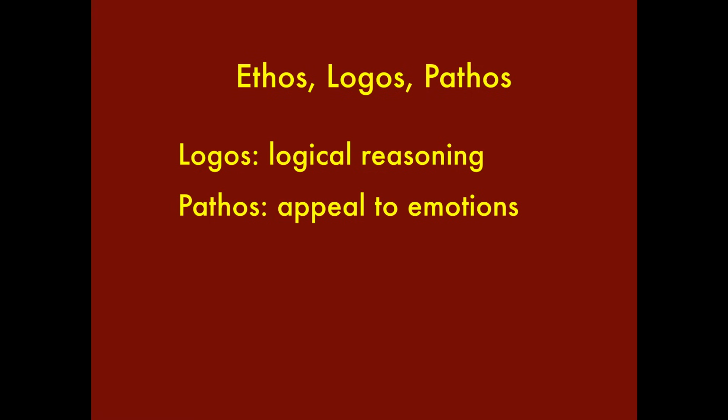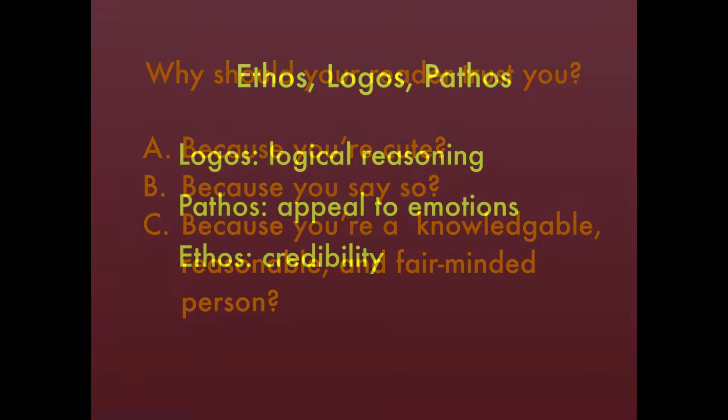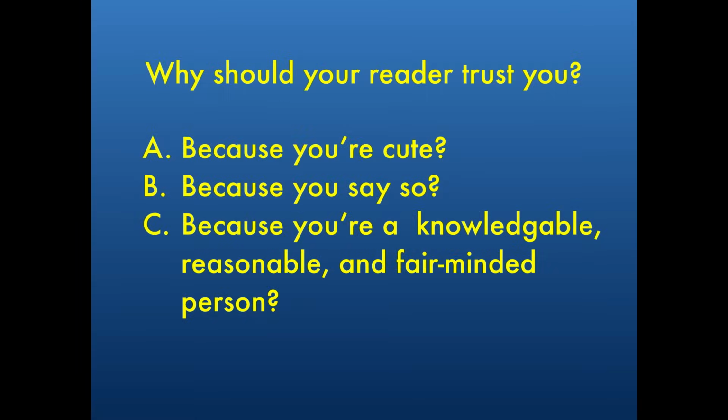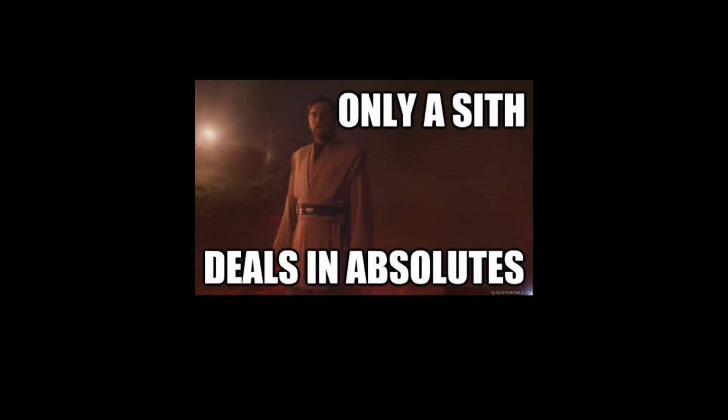You may have heard of the 3 ways the ancient Greeks said you can try to persuade someone: ethos, logos, and pathos. That's a whole other topic. But briefly, logos is logical reasoning, showing cause and effect. And pathos is an appeal to emotions like pity, patriotism, or indignation. Ethos is a little harder to get a handle on, but it can be understood as credibility. Why should your reader trust you? You need to come across as a knowledgeable, reasonable, and fair-minded person, not a fanatic who only sees things in black and white terms, good and evil.